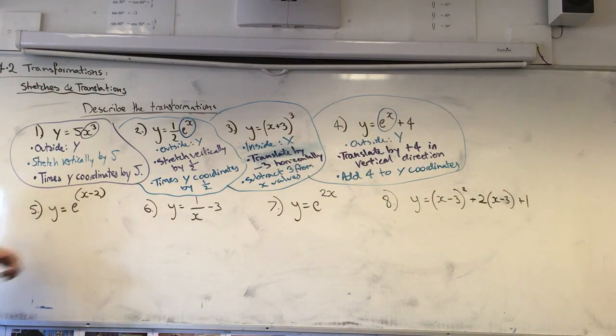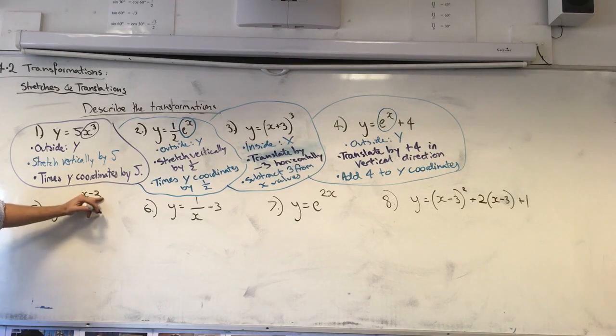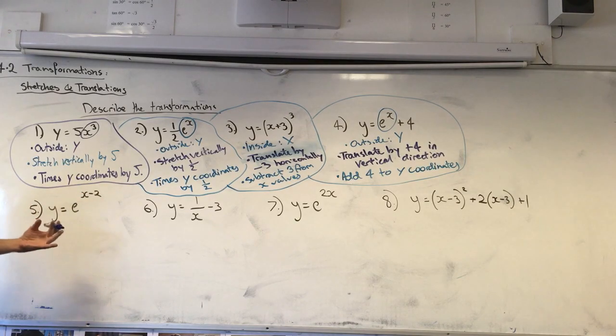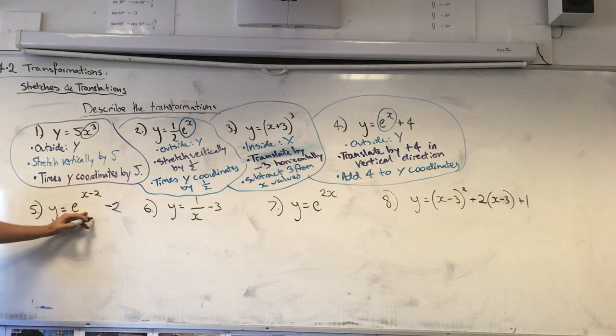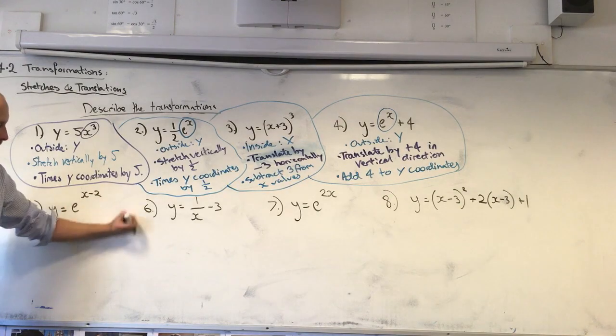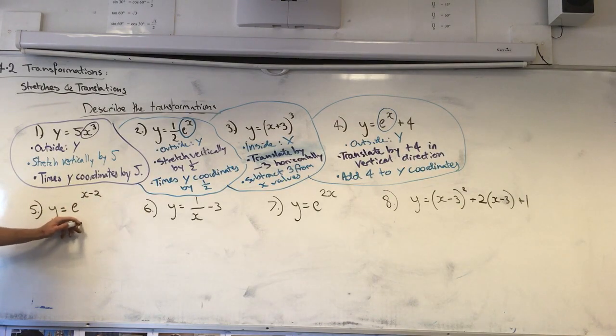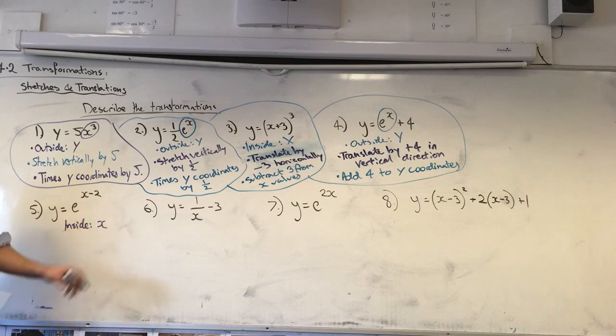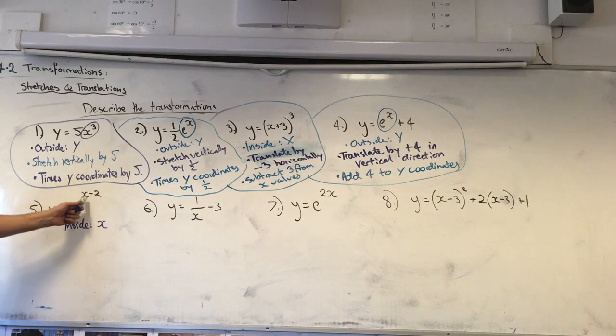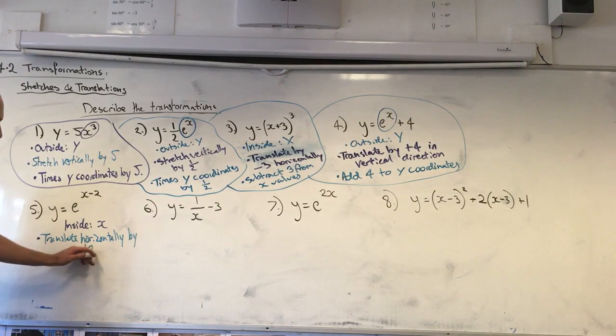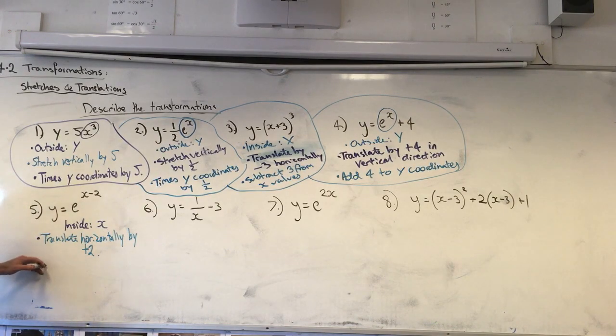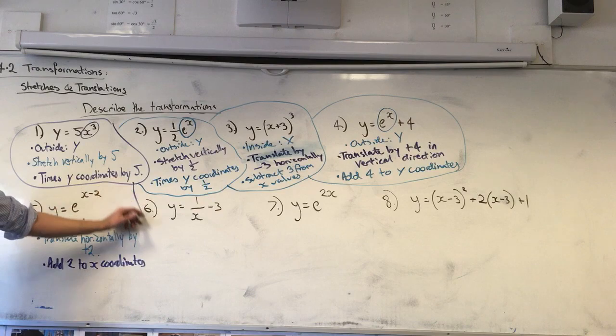Okay, next one. So here we have, again, you could argue this is outside, but this is inside the function. It's part of the x bit. So you've got e to the power of x take 2. If it was vertical, just to show you, you put -2 on the end of e to the x. So this is inside, therefore it affects x, and it's going to do the opposite to what it says. So it says take 2, we're going to add 2. So translate by +2, which in other words is add 2 to the x coordinates.